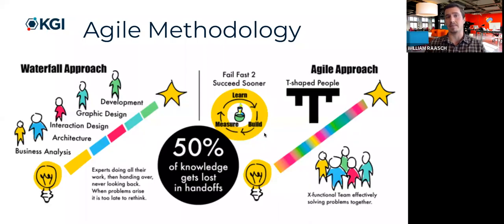If any of them have any misgivings or concerns or even good ideas, they can express it during their iteration. The other emphasis here is T-shaped people. So does anyone know what a T-shaped person is? Probably not. Yeah.